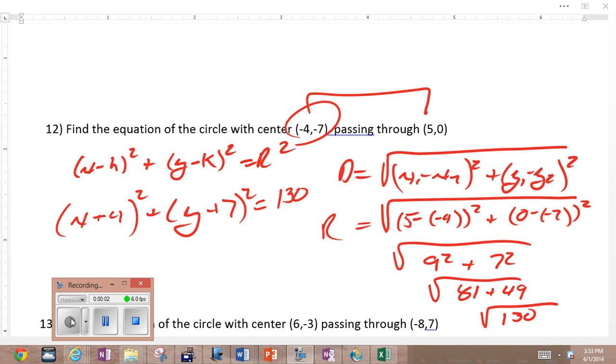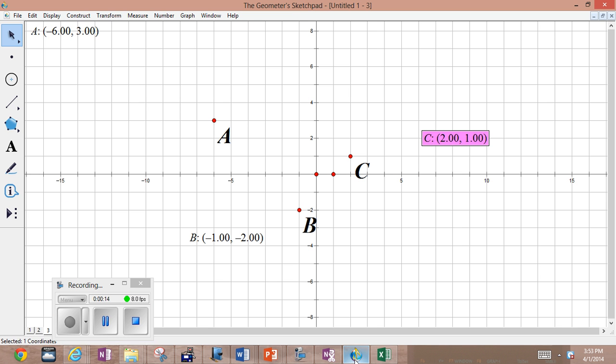We're going to go through a couple of the examples from this worksheet. Number 12: find the equation of the circle with center at (-4, 7) and passing through (5, 0). I'm going to call on Sketchpad, take a look at that.